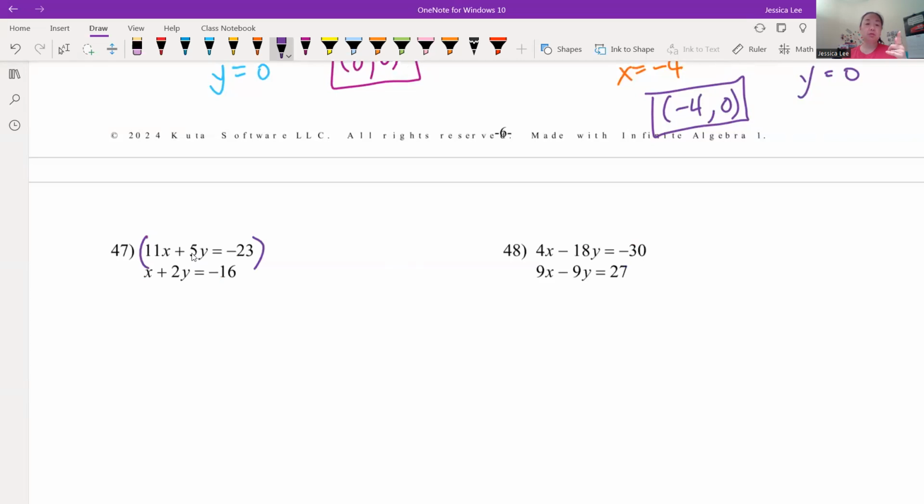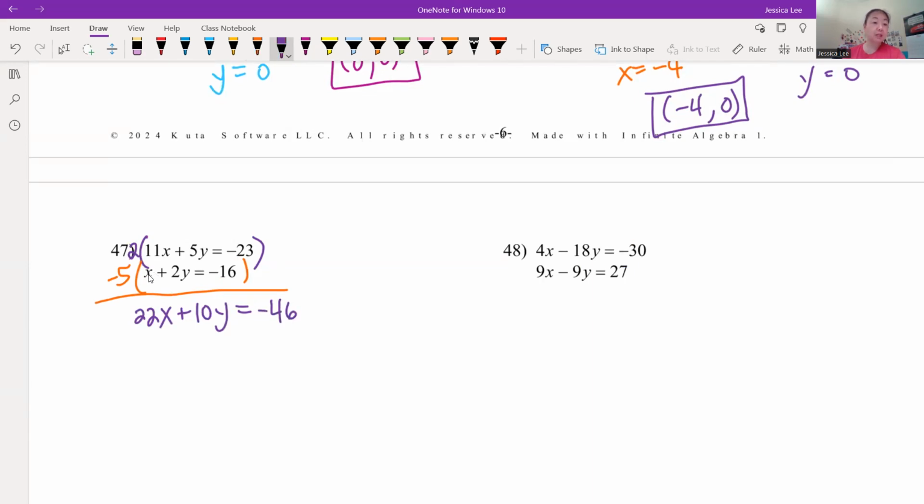So 5 times 2, so that'll be 10. Does 2 go into 10? Yes. So that's the number I want both of the coefficients of the y's to be. I'm going to multiply the top one by 2. And I'm going to multiply the bottom one by negative 5, right? Because negative 5 times 2 will give me that negative, so I can cancel them out, right? There we go. So 2 times 11 is 22x. 2 times 5y is plus 10y, equal to 2 times negative 23, which is negative 46.